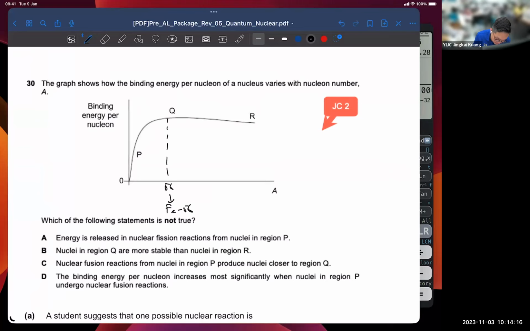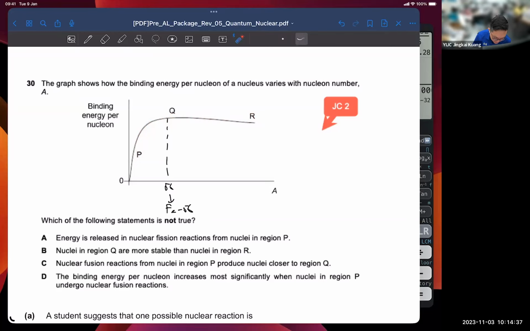Your nuclides all want to become as stable as they can. So if you are here in this range, you want to fuse together to go towards Q. If you are here, you want to fission, you want to break up to come towards the mass that's closer to Q. Okay, so let's look at the statement which is not true.